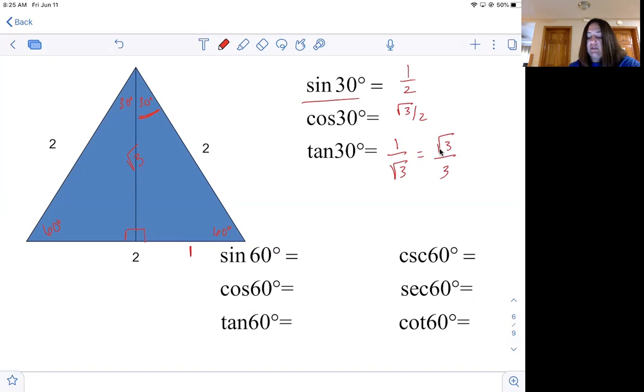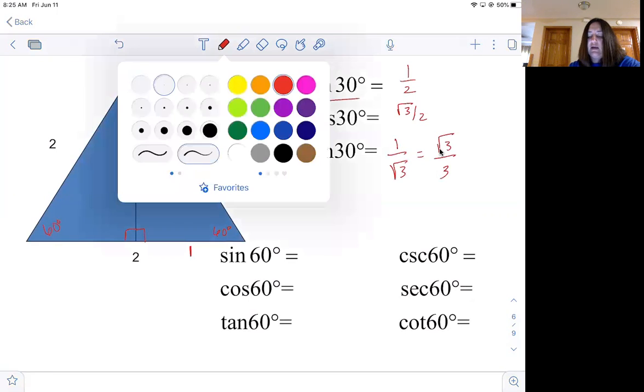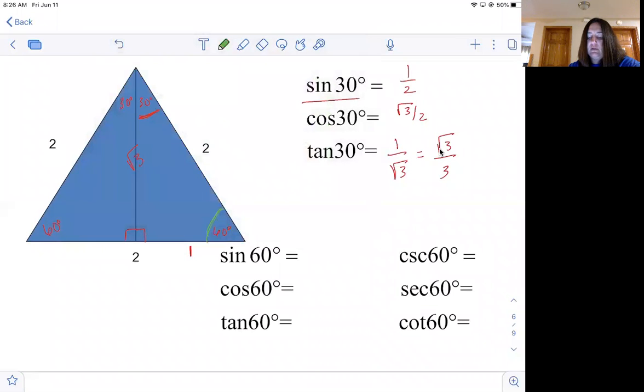Now, to do these ones on the bottom, we need to look at this angle. So that kind of changes your opposite and adjacent if you think of it that way. So for 60, opposite would be square root of 3 over 2. Then we'd have 1/2. And then we would have square root of 3.